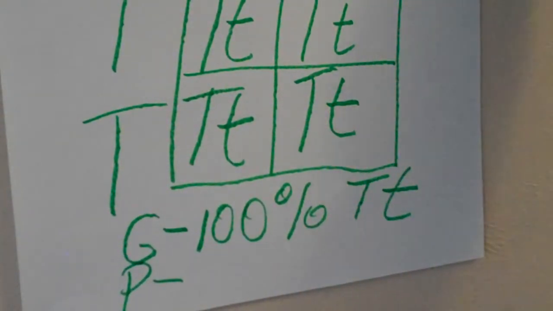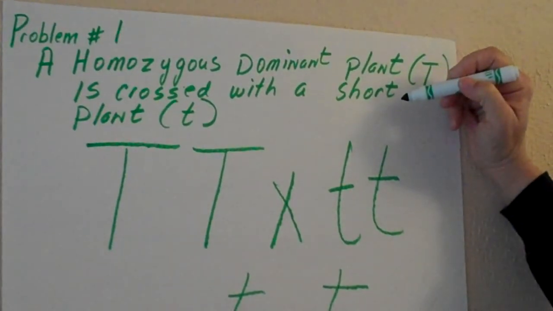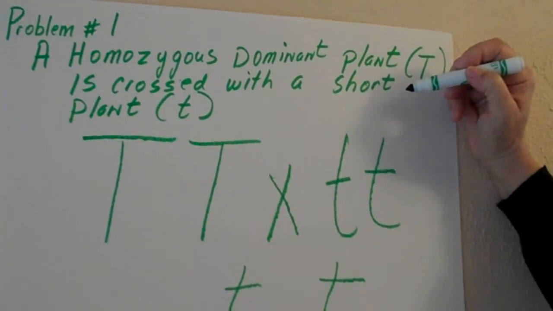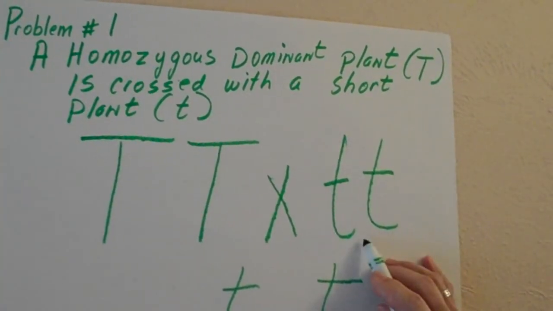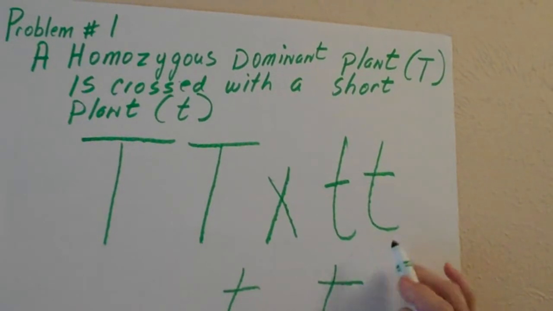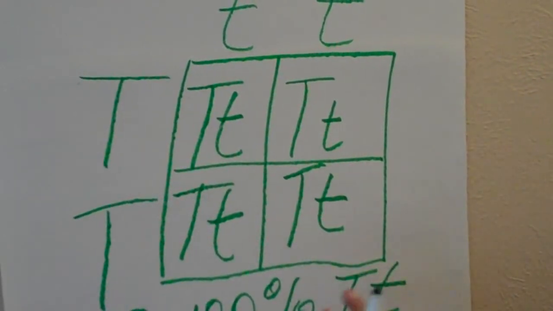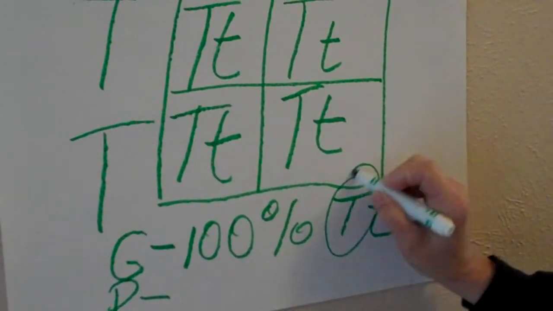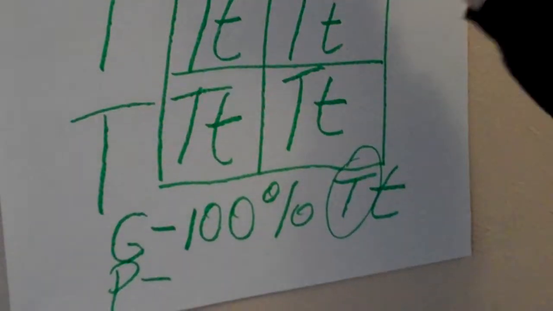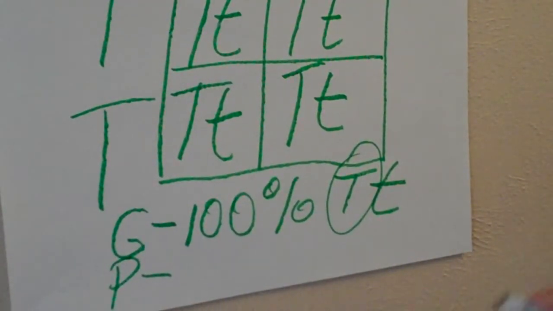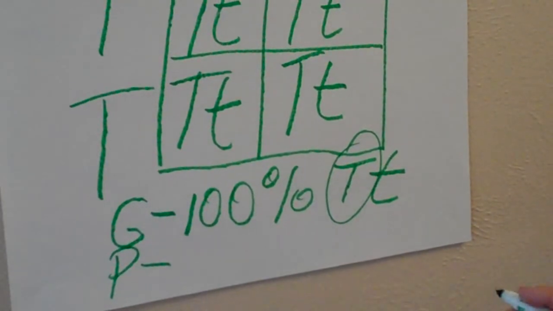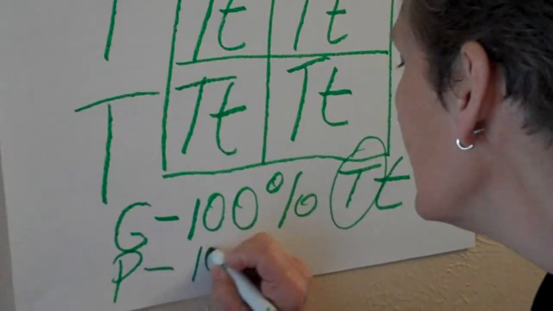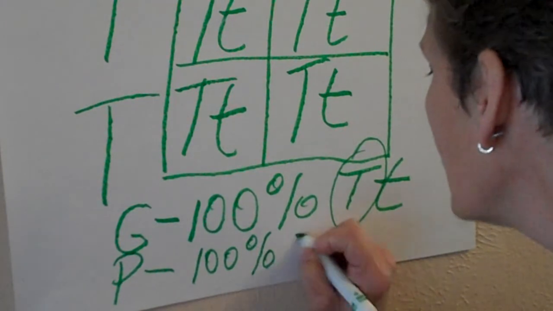We go back to our problem to look at this again. If you recall, we were told that short was recessive, and we said to be recessive, you must have a homozygous genotype. None of our offspring are homozygous. They are all heterozygous. Therefore, the presence of this dominant allele tells us that all of our offspring will be tall. Our phenotype is 100% tall.